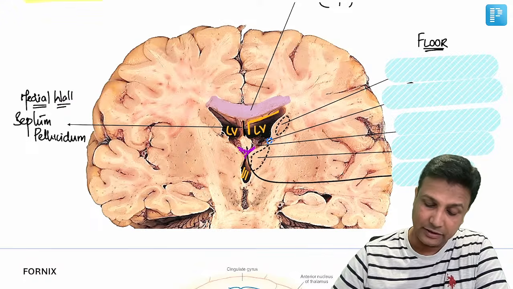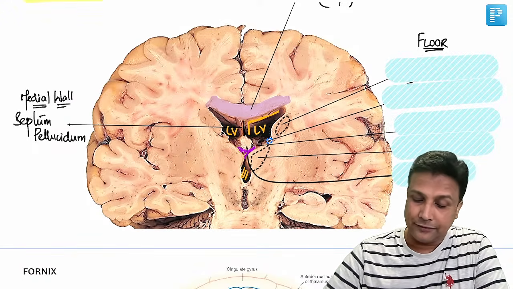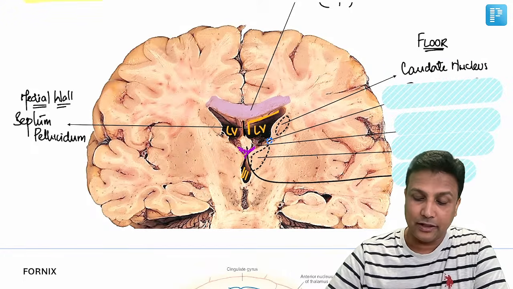Now, this one here will be the thalamus. So I repeat again, everyone, my dear friends. First of all, this nucleus here will be the caudate nucleus.